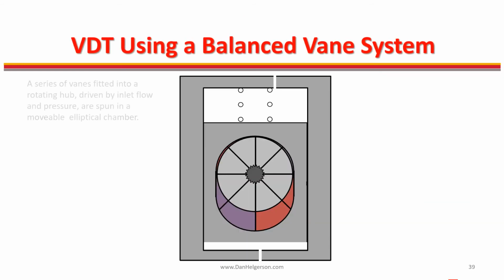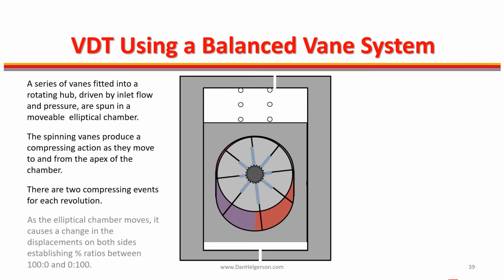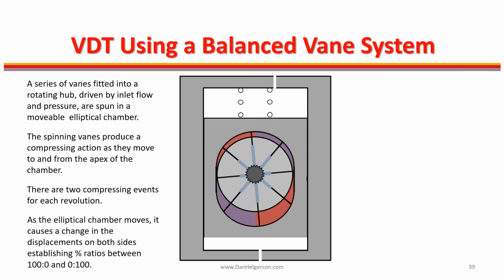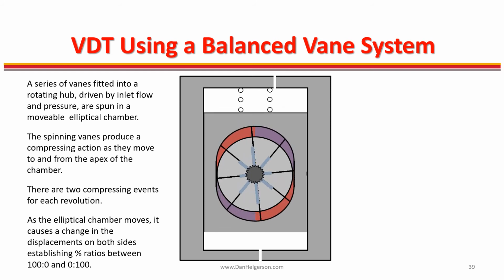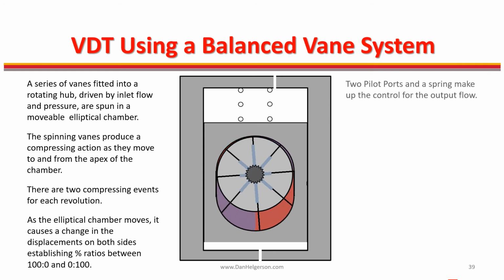Using a balanced vane system, a series of vanes fitted into a rotating hub, driven by inlet flow and pressure, are spun in a movable elliptical chamber. The spinning vanes produce a compressing action as they move to and from the apex of the chamber. There are 2 compressing events for each revolution. As the elliptical chamber moves, it causes a change in the displacements on both sides, establishing percent ratios between 100 to 0 or 0 to 100.